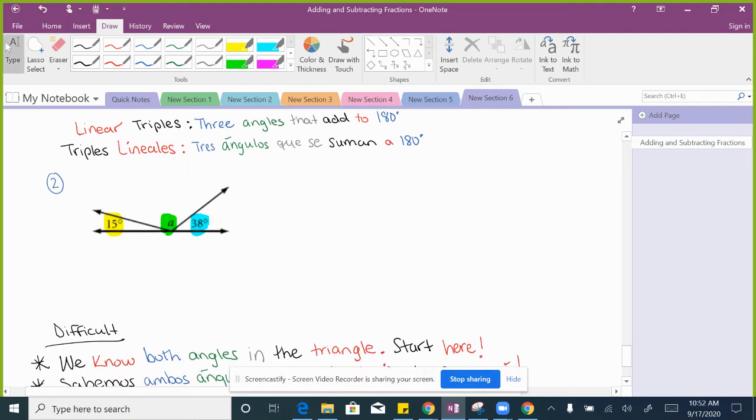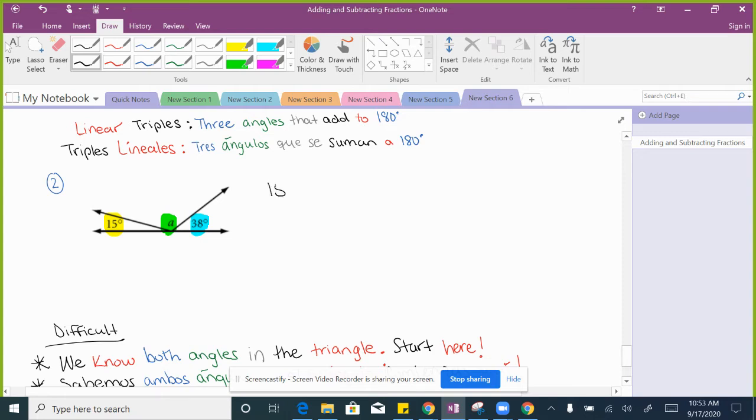Linear triples is three angles that add to 180 degrees. Triples lineales es tres ángulos que se suman a 180. Example 2 shows a straight line that has three angles that add to 180. Ejemplo 2 tiene una línea y tiene tres ángulos que se suman a 180 grados.